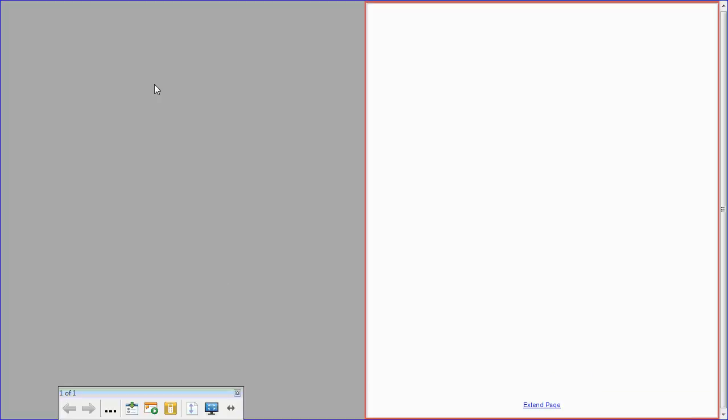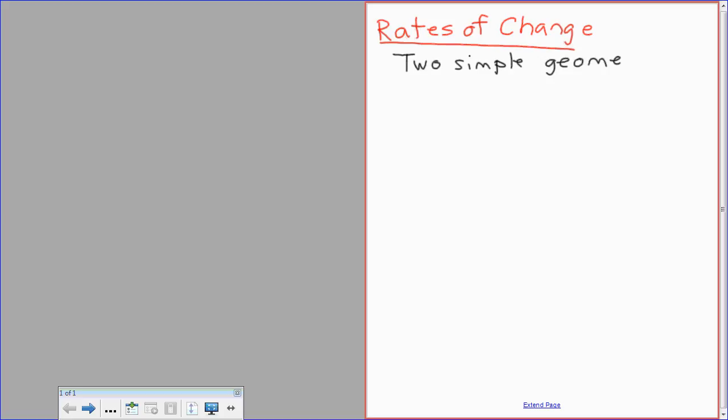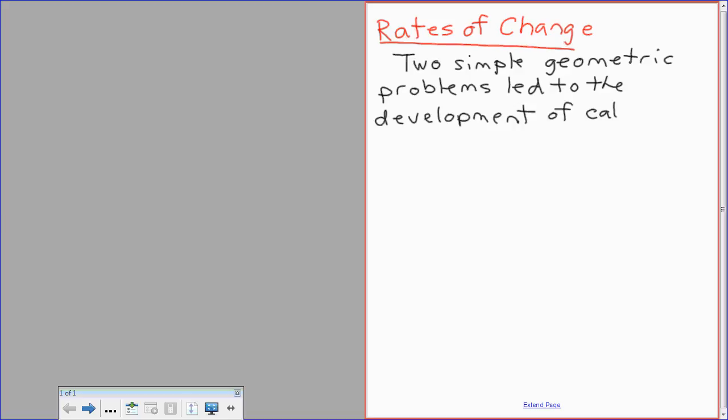Alright, here's our lesson, which is called rates of change. We're going to say two simple geometric problems related to calculus. Number one is the problem of tangents. I'll get out of the way in a sec. What is the slope?